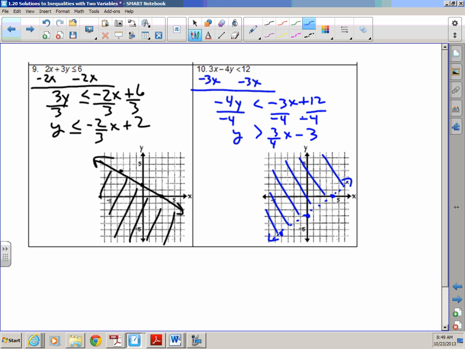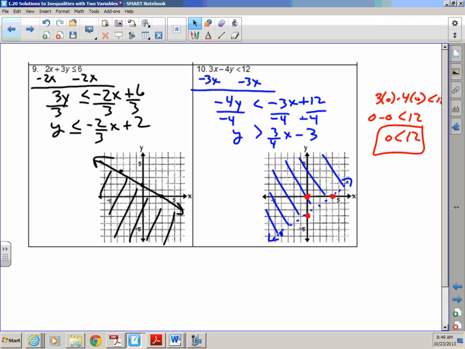Now, someone in one of the classes graphed this by finding the y-intercept and the x-intercept and didn't convert it into y equals form. That is okay. The only problem is it doesn't tell you which way to shade until you have y by itself. A suggestion is 0, 0. Plug in 0 for x and 0 for y and solve. If this is a true statement, which it is, that means 0, 0 is in the solution set, and that tells you which way you can shade. Okay?